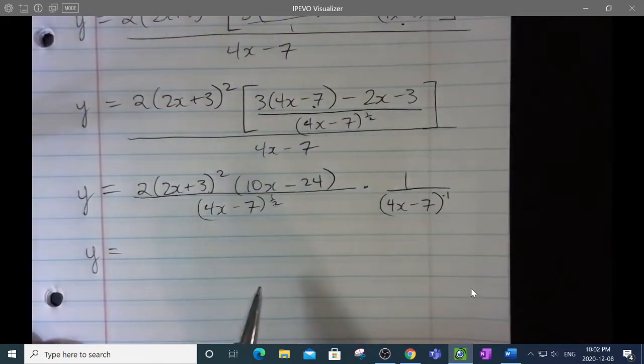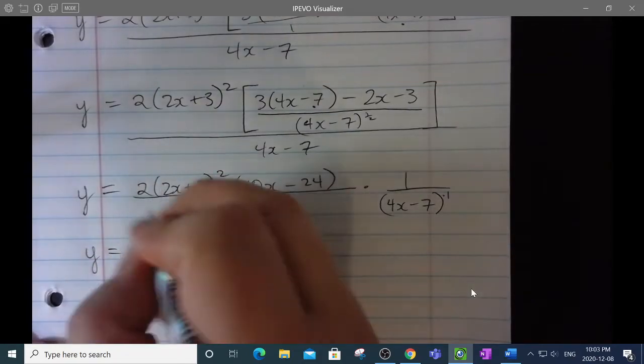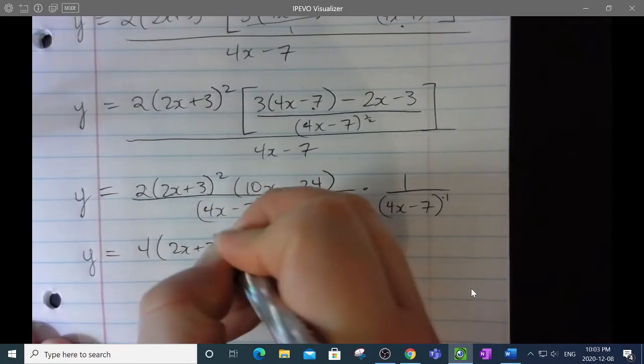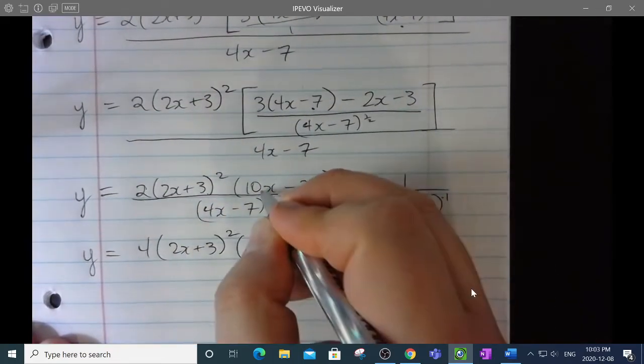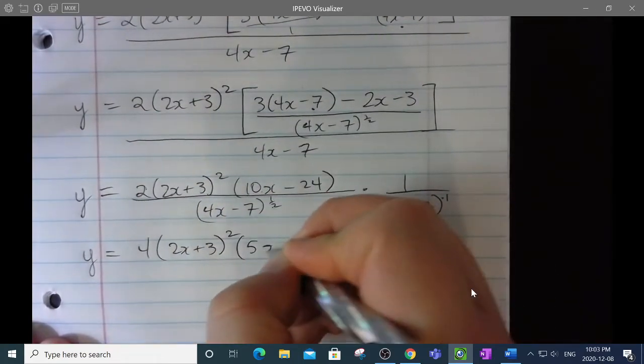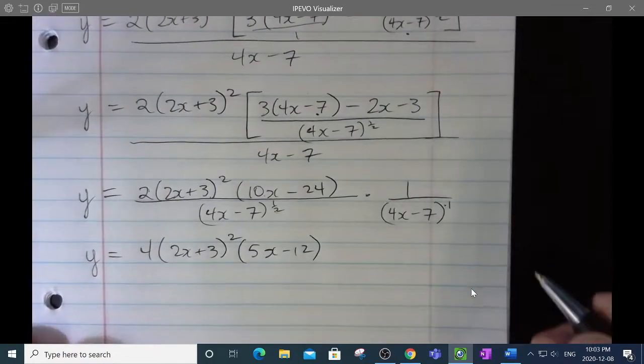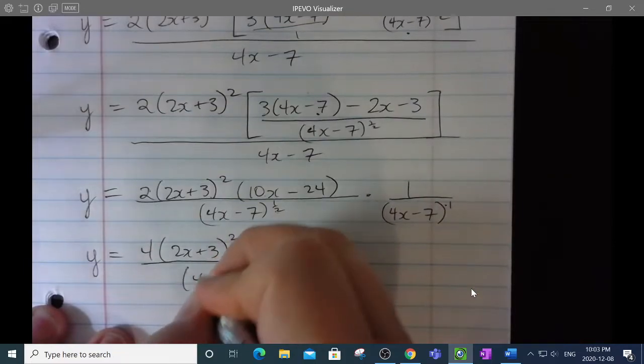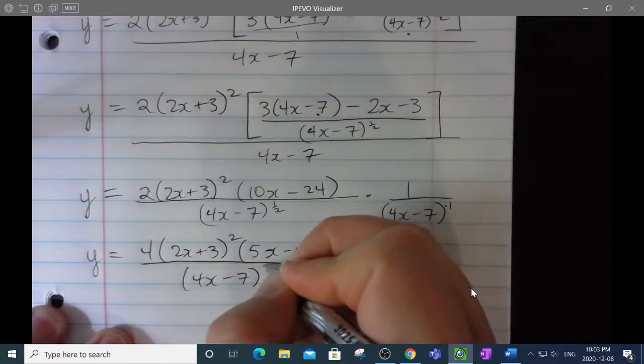And then final answer, I could do some more factoring. 10 and 24 have a common factor of 2, so I can take another 2 out, combine it with this 2 and get a 4. And then (2x plus 3) all squared. And then there's a 5x minus 12 here. And on the very bottom, I am left with (4x minus 7) to the 3 halves.